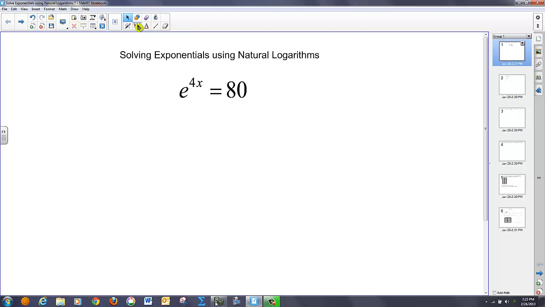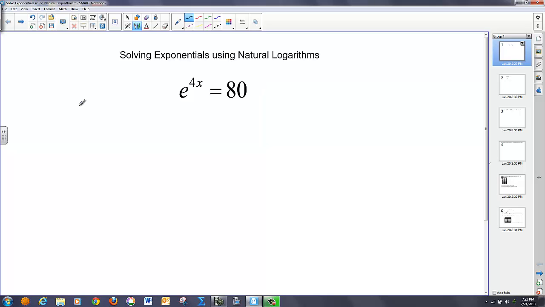So in this lesson we're going to be solving exponential problems using natural logarithms, and it's not going to change too much from when we were using common logarithms. The difference is going to be our base is going to be of the form e. So as you can see in this first problem, I have e to the 4x is equal to 80.